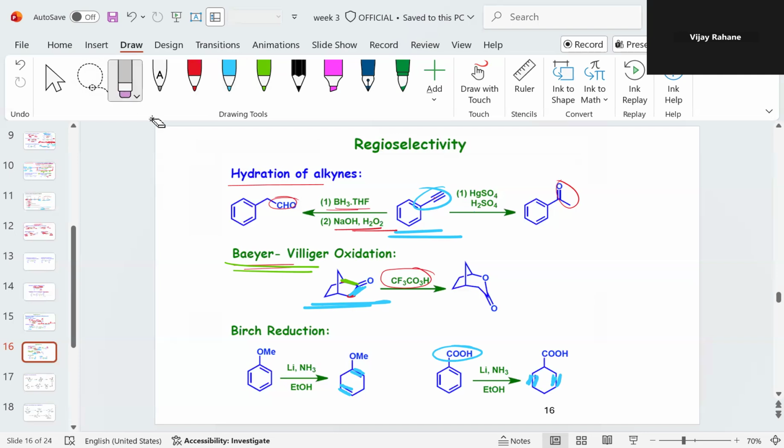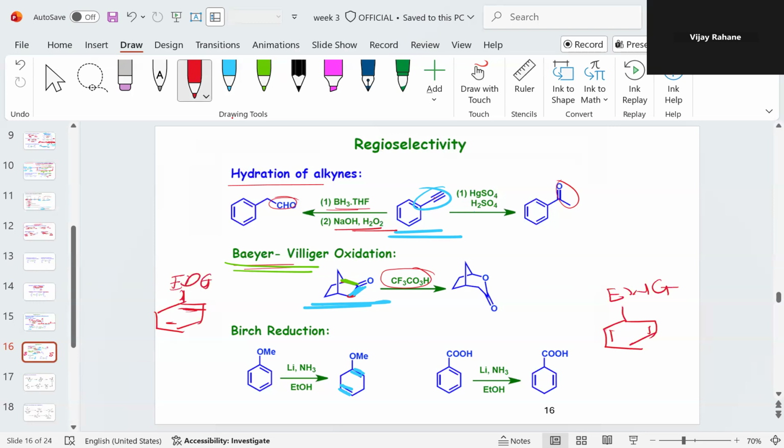So you can keep in mind that pictorially you can remember this one. So these two different types of products we get. This is on the electron withdrawing group and this is on the electron donating group. So this shortcut you can keep in mind. It will be easy for you to solve such types of questions very quickly. So these are the regioselective reactions, examples of regioselective reactions.